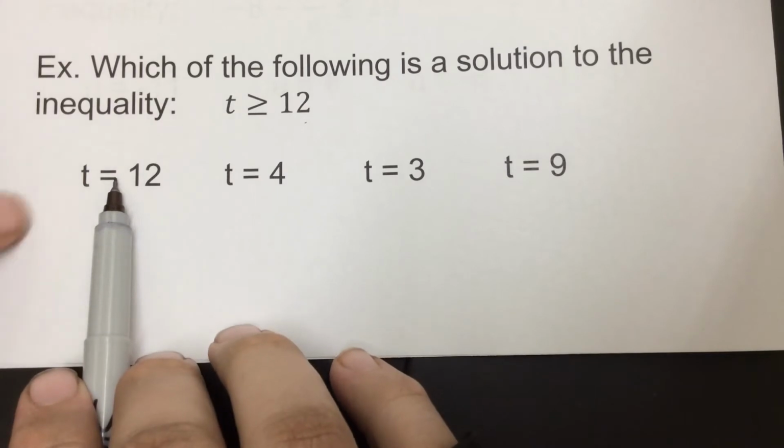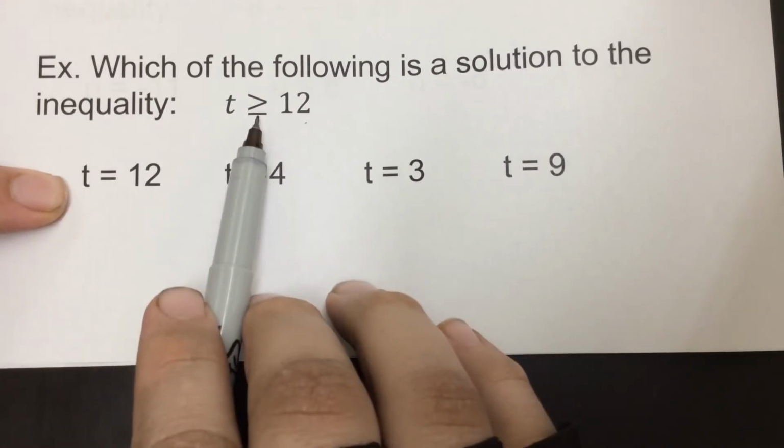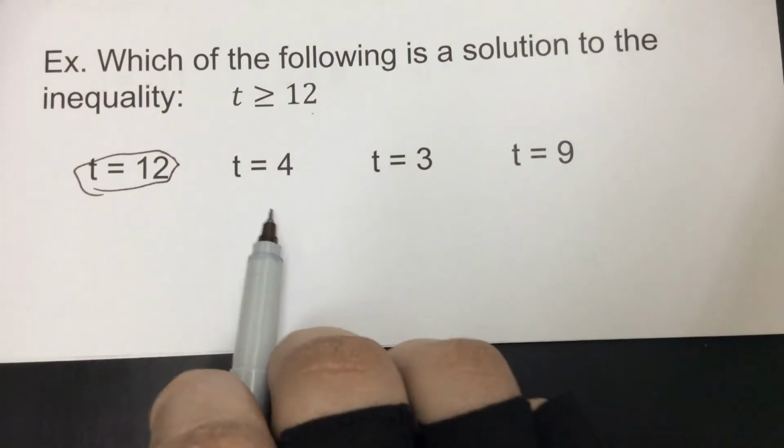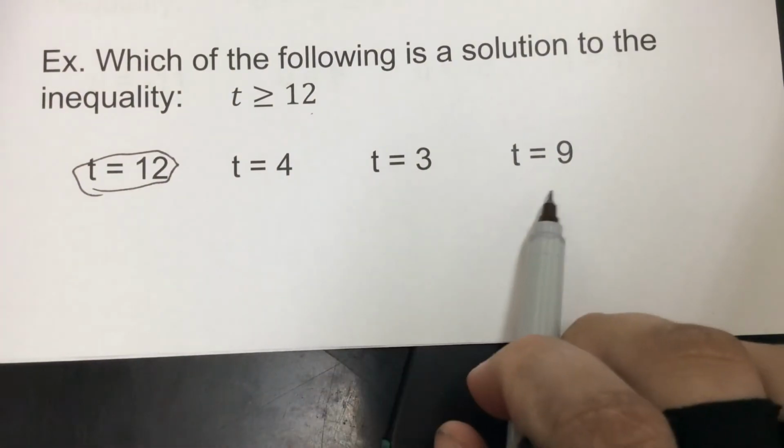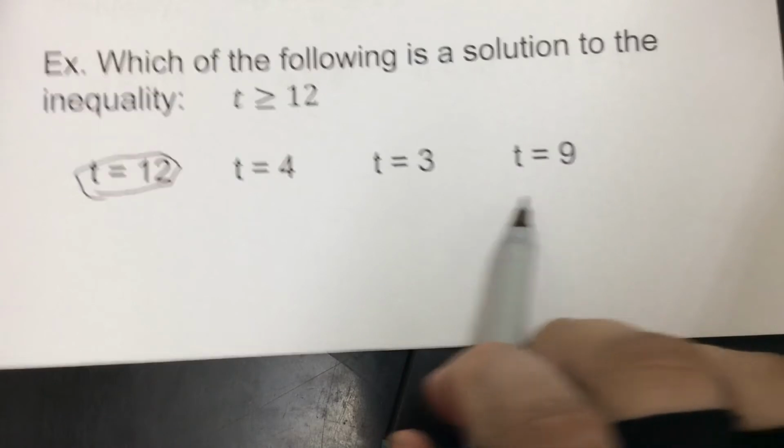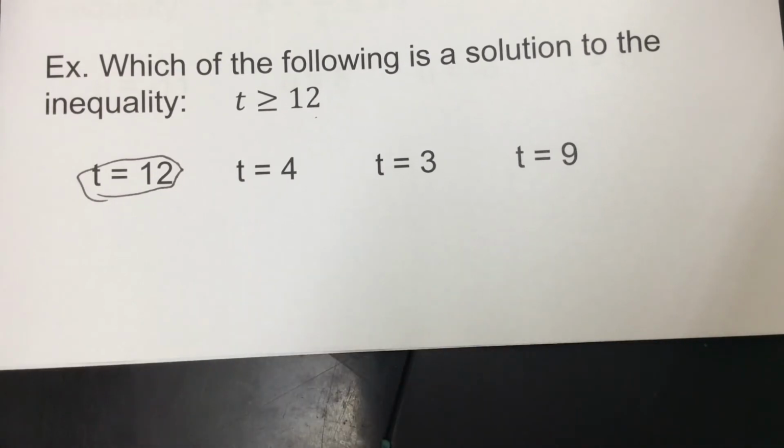Well, right away I know, hey, T equals 12, so that part works. It hits the equal part. 4 though, not bigger. 3, not bigger. 9, not bigger. And none of those are equal to 12 either. So that's all that you can do on that one.